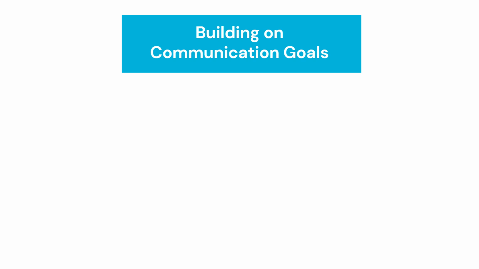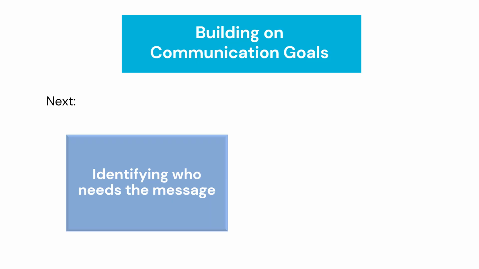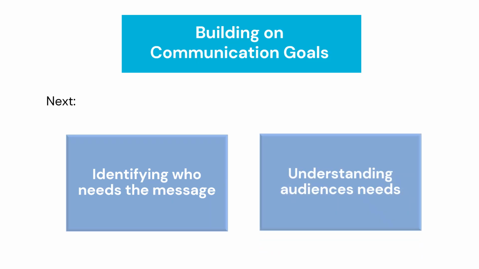Now that you understand how communication goals provide direction for planning, the next step is identifying the audiences who need to receive your message. Even well-defined goals are only effective if the right people receive the information. In the next section, you'll learn how to define target audiences and analyze their needs to ensure your communication is relevant, focused, and effective.